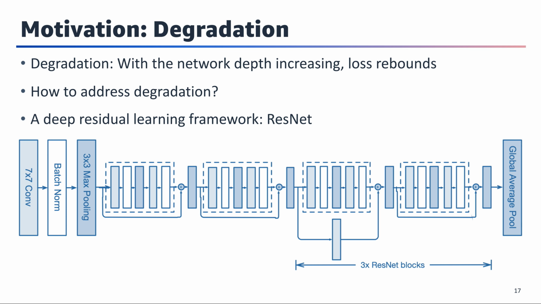Let's continue with ResNet. Degradation occurs when the network depth increases and loss rebounds. How can this be addressed? There is a deep residual learning framework called ResNet.